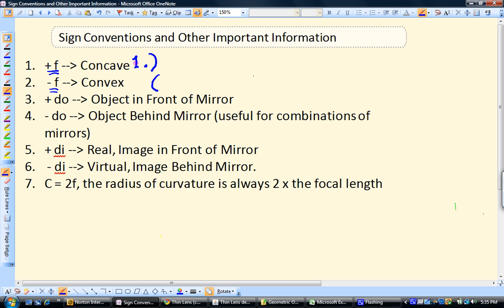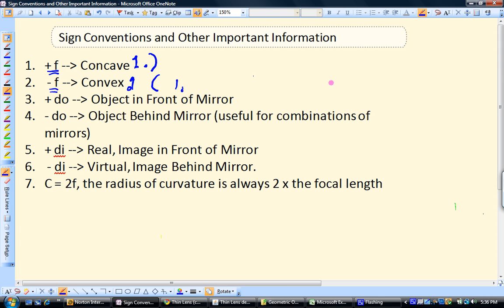For an image distance, if it's in front of the mirror, in other words, on the same side of the mirror as the object, that's going to be considered a positive image distance. If, however, this is the object and this is the image, and it's on the opposite side of the mirror as the object, that is considered a negative distance, and this is considered a virtual image. So images that are on the opposite side of the mirror than the object are virtual, and they're going to have a negative distance. Again, image distances that are positive are on the same side of the mirror as the object. They're real, and they're in front of the mirror. Virtual images form behind the mirror. It's got a negative image distance.